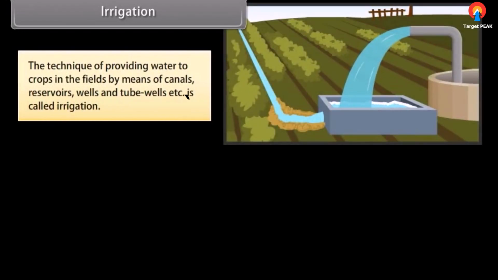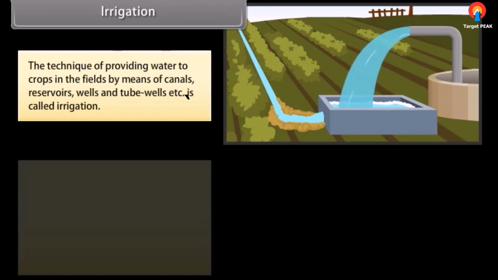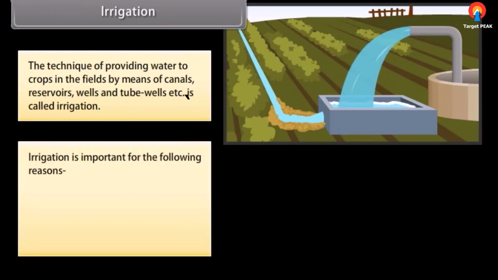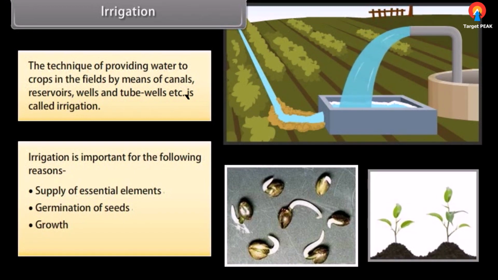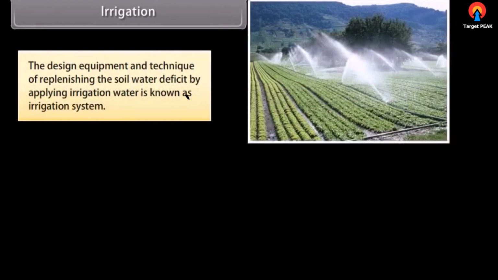Irrigation. The technique of providing water to crops in the fields by means of canals, reservoirs, wells, and tube wells, etc., is called irrigation. Irrigation is important for the following reasons: supply of essential elements, germination of seeds, growth, absorption of nutrients. The design, equipment, and technique of replenishing the soil water deficit by applying irrigation water is known as irrigation system.